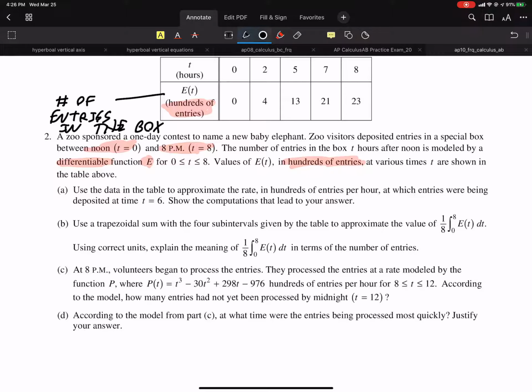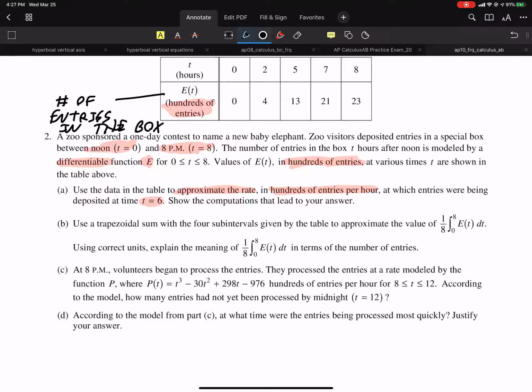And let's do this. Part A, use a table to approximate the rate. Approximate the rate. Okay, in hundreds of entries per hour, so we don't have to convert this because it's already in hundreds of entries per hour at time t equals 6. So we want to approximate the derivative of E.